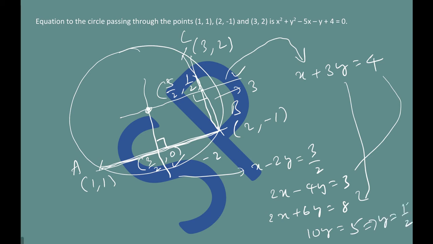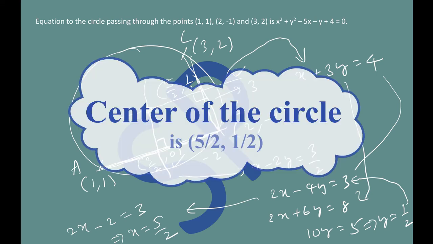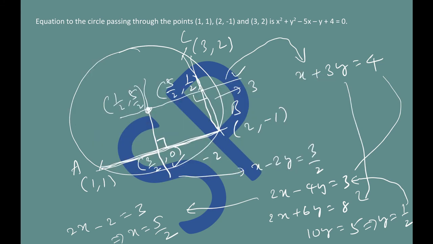Now using y = 1/2 in this equation, I'll have 2x - 2 = 3, or from this I have x = 5/2. Therefore, the center of the circle is nothing but (5/2, 1/2). So now you have center of the circle and you have a point on the circle. So now ultimately it became the above problem only. So you can find equation to the required circle. So I leave it here.